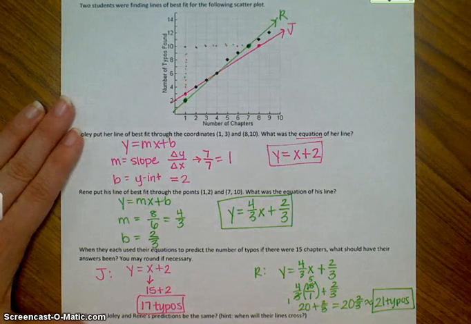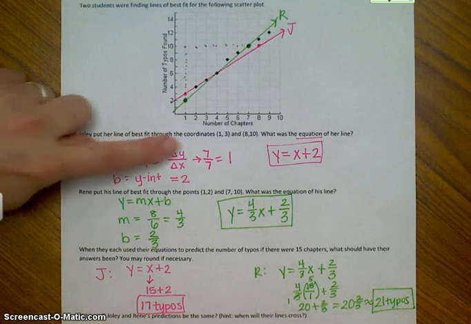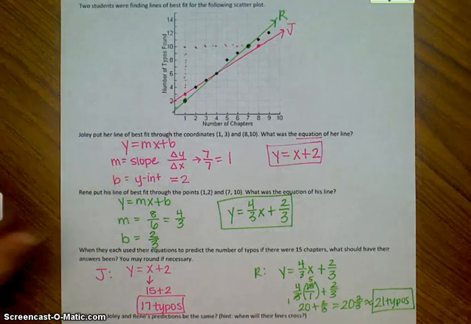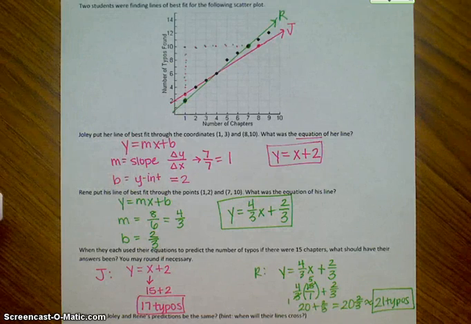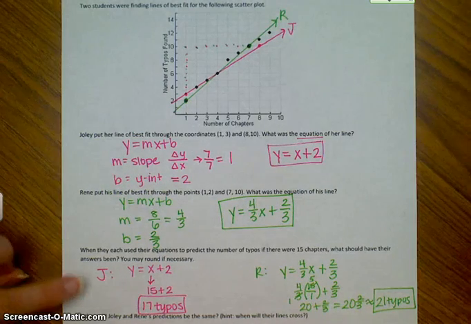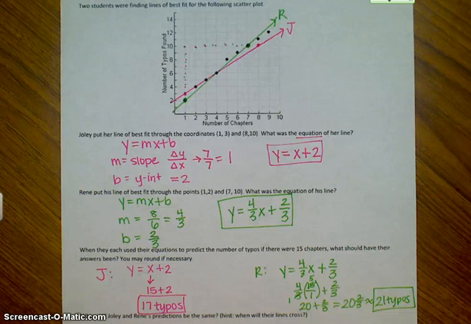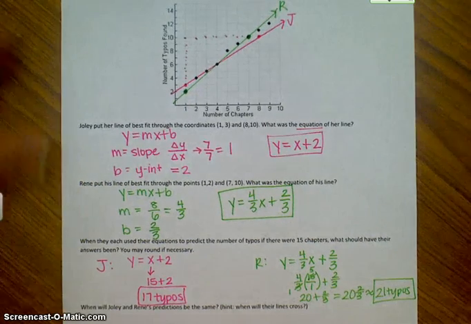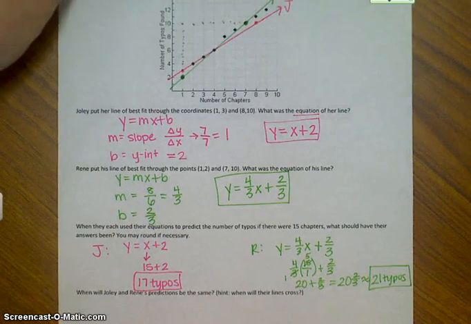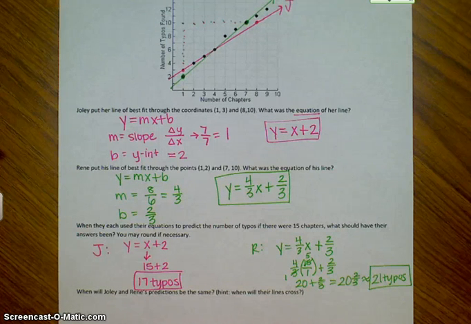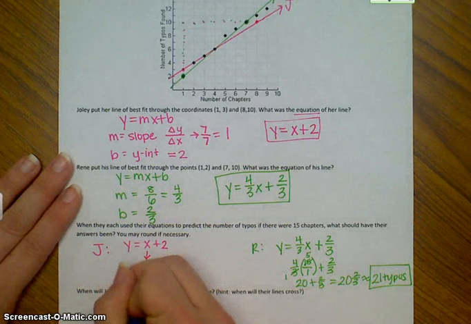So what we did so far is we used the coordinates to graph the line and then build the equation for both Jolie and Renee. And then we used substitution to solve for the number of typos if we knew the number of chapters. The next question says, when will Jolie and Renee's predictions be the same? So the hint for this is, when will the lines cross? We talked about this last semester, and this is called solving for the systems of equations.